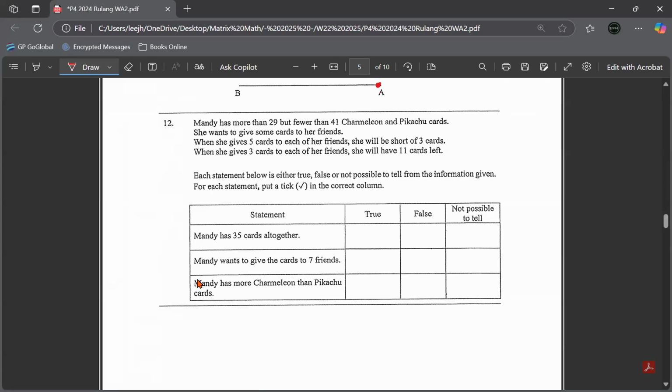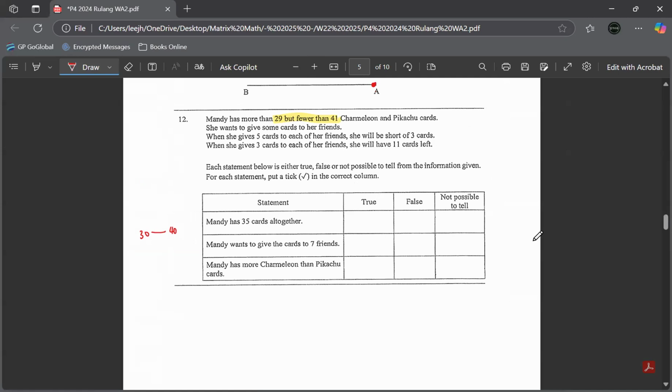So what we are going to do is we have to do a shortage surplus listing method first to get our answer. So this is what we have to solve first. Then we can see whether the statements given here are true or false or not possible to tell. So you know that the number range is more than 29, fewer than 41, which means that the number of cards she has is between 30 to 40 cards. So we focus on this number range.